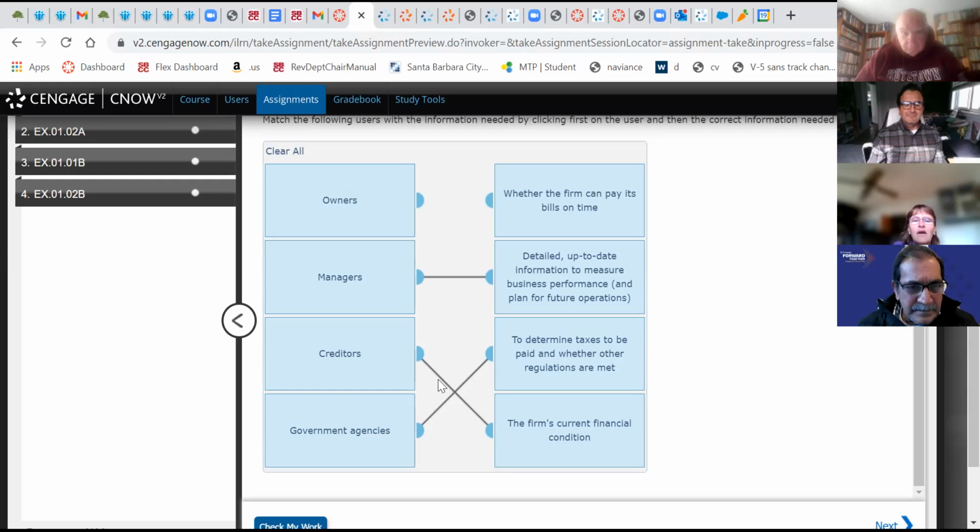How can we make this? How can we correct that? I made a mistake. There we go. Whether the firm can pay its bills on time, because we want as a creditor to have our bill paid on time. And the owners, they want to know how well the business is doing, for which I have shares or for which I am a partner. So that's the information that you want to put in.